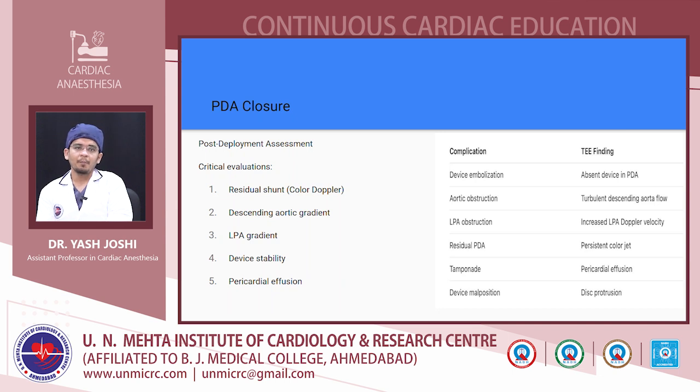Now post deployment, there are certain things one should check: residual shunt, descending aortic gradient, any new gradient across the left pulmonary artery, whether the device is stable or not, and any pericardial effusion. Check if the device is malpositioned or a disc is protruding anywhere, impinging on nearby structures, whether there is a new onset LPA or aortic obstruction, and whether there is a residual gradient across the PDA or not.